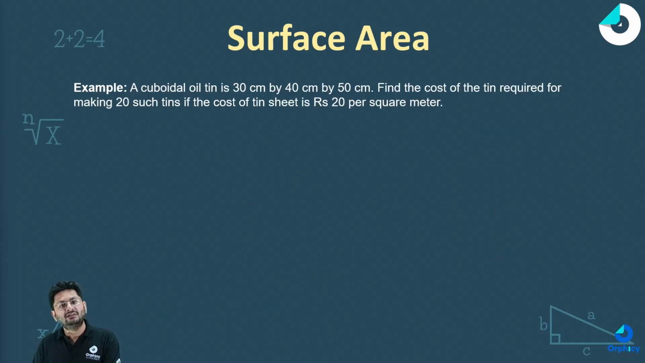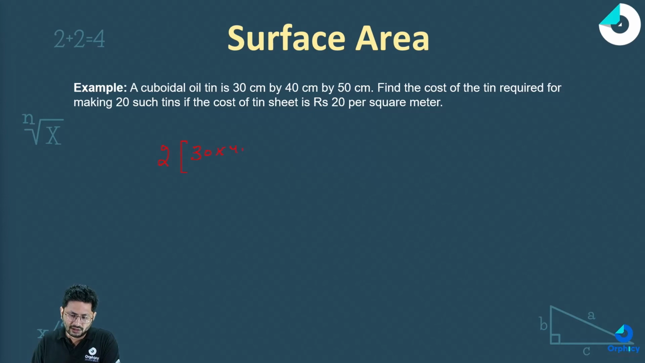Now another question, a cuboidal oil tin is 30 by 40 by 50. Find the cost of the tin required for making 20 such tins if the cost of the tin sheet is rupees 20 per square meter. तो फर्स्ट ऑफ ऑल कैलकुलेट द टोटल सरफेस एरिया ऑफ वन सच टिन. तो एक ऐसे क्यूबॉइडल बॉक्स का कितना एरिया होगा?